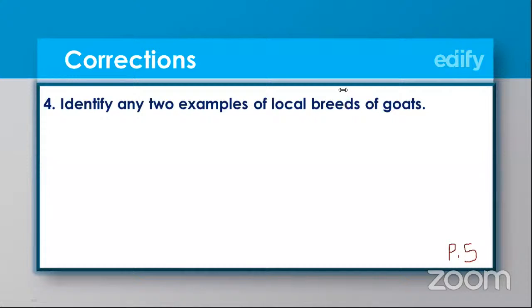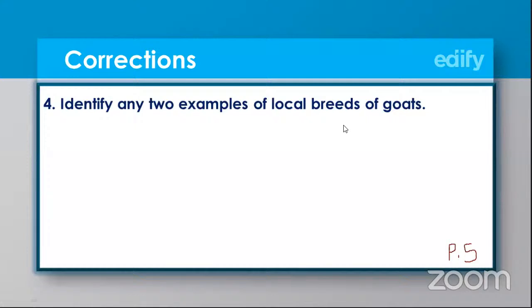East African small goat. We have the East African small goat. Very good. That is one. Two, Del, can you give us another one? Yes, Del. Yes, teacher. Give us another example of local breeds of goats. Gala goats. We have the Gala goats. Can you say Gala goats? Gala goats. Very good. Let's hear from Noah.